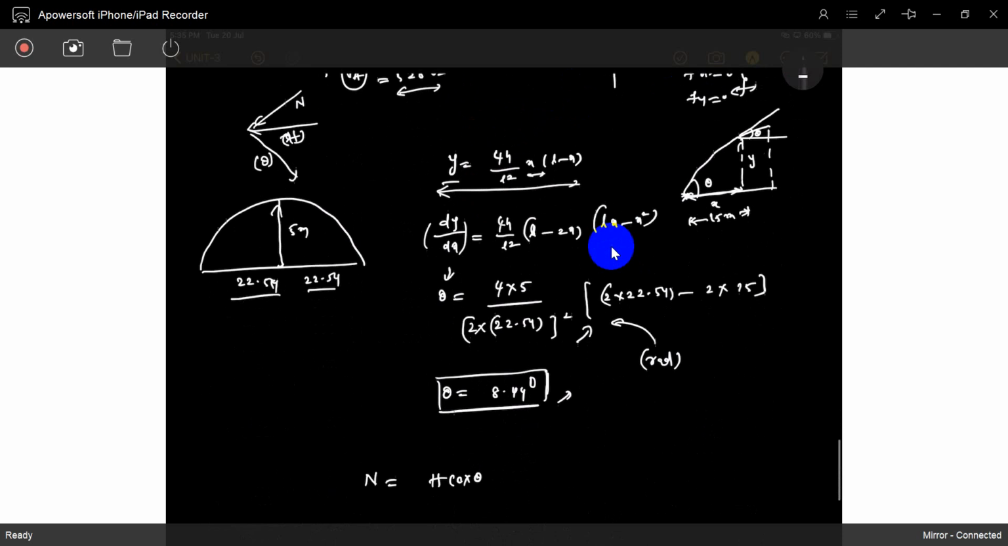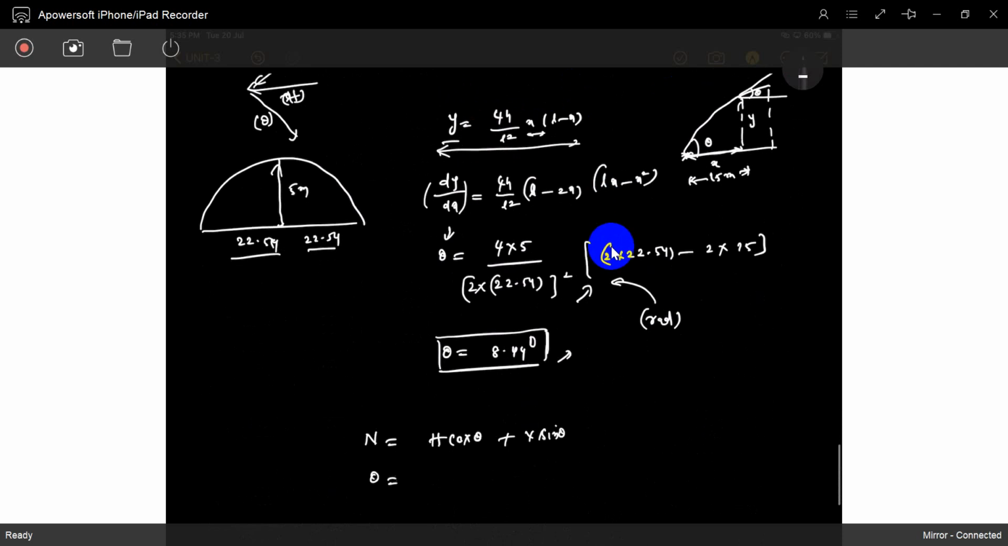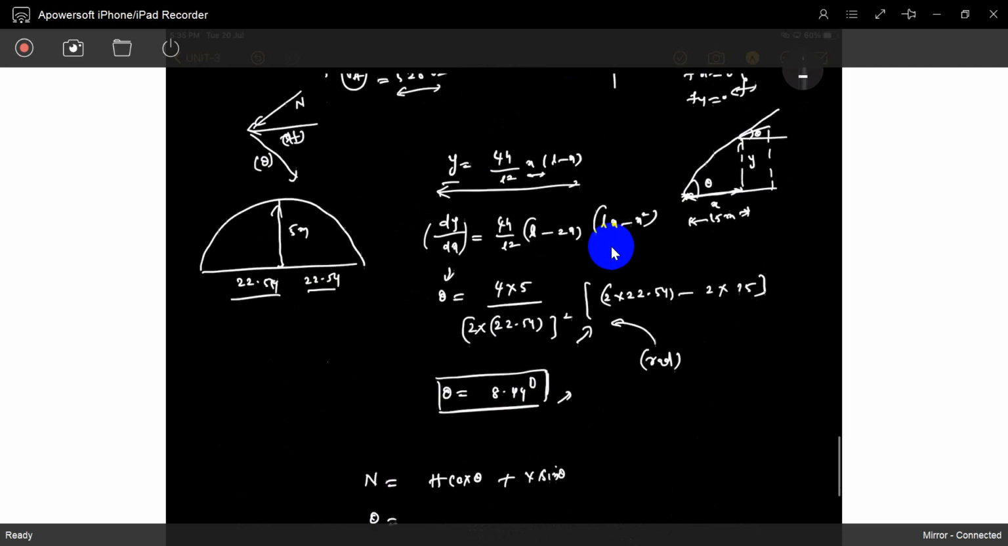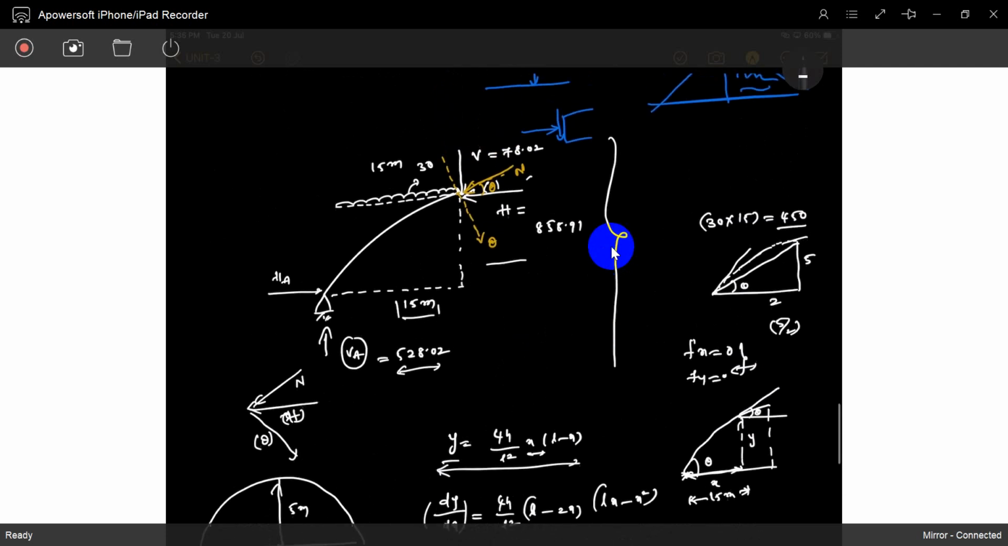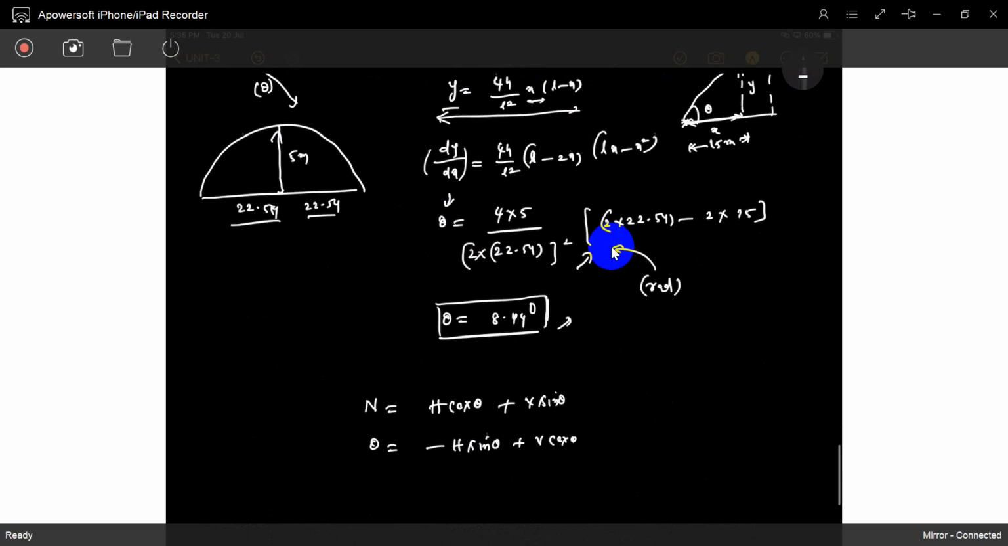Okay, just see it, H cos theta and V sin theta, and Q is minus H sin theta plus V cos theta. We observe side directions also. Radial direction means inside. So normal means normal direction. Okay, so write it, find out the values.